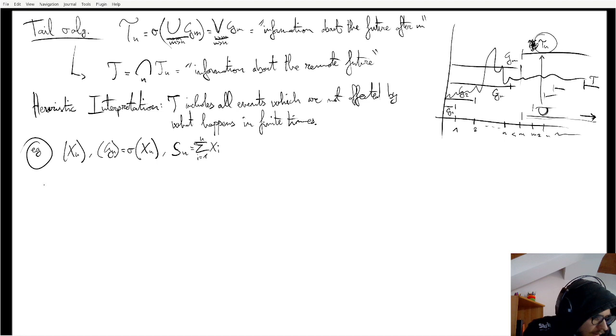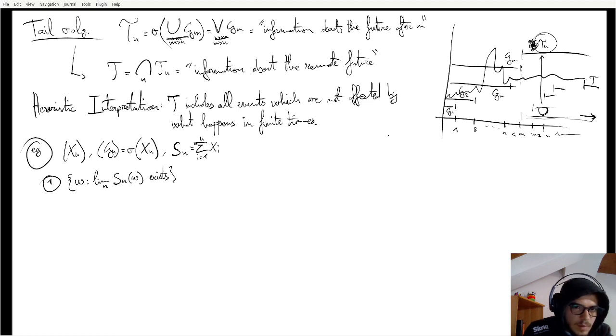Okay, so we have the following examples and non-examples. The first one is this: the set of outcomes such that the limit over n of Sn of omega exists. So this is a sum of random variables.